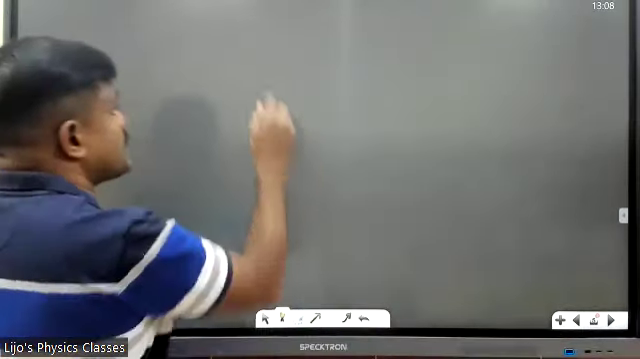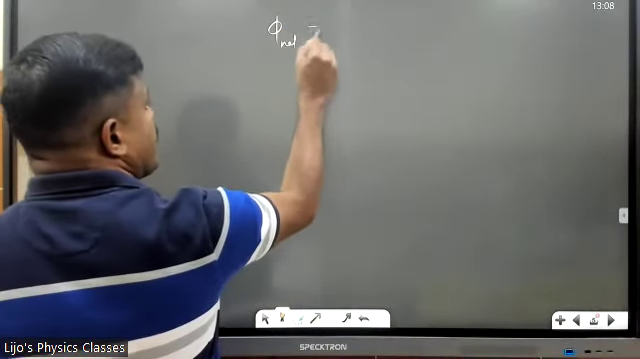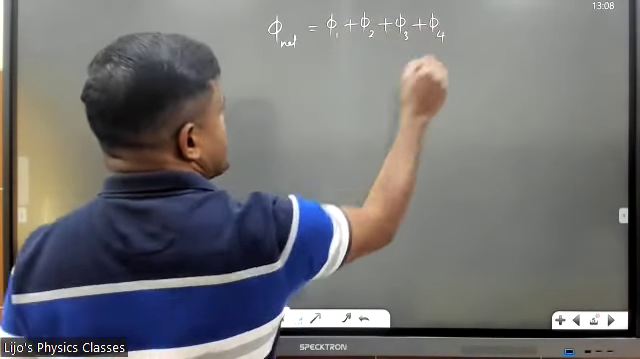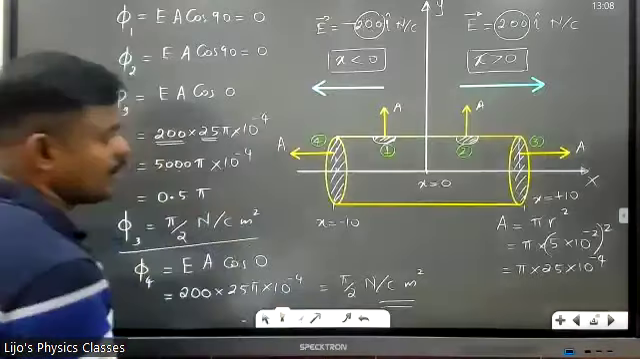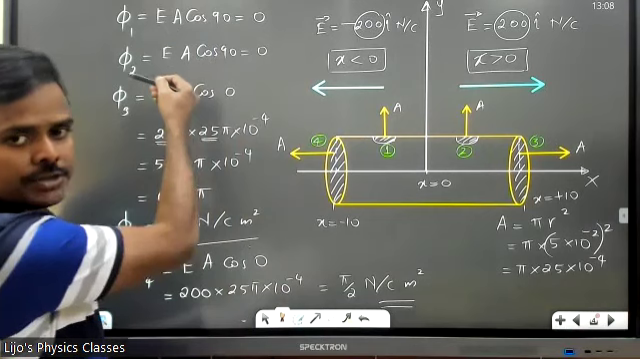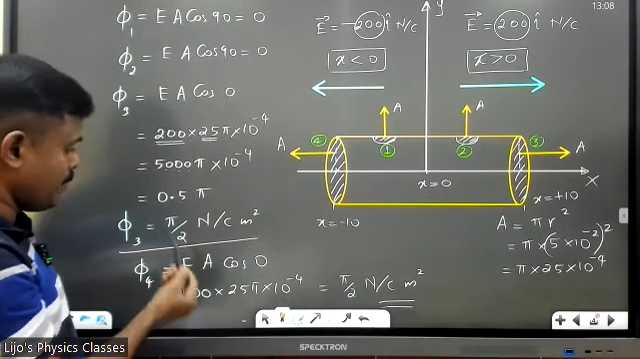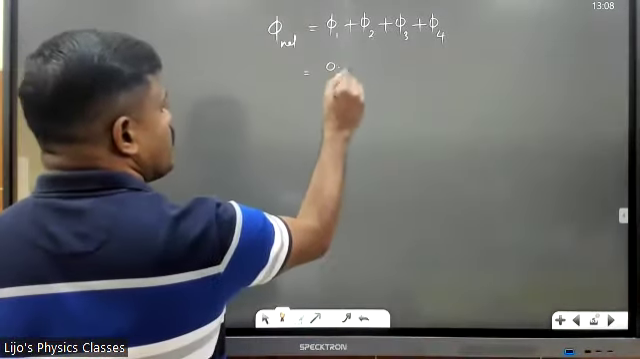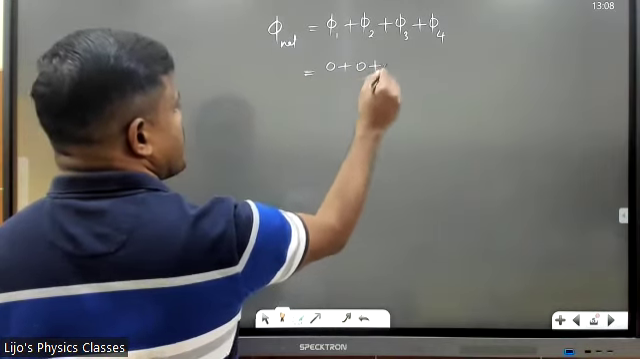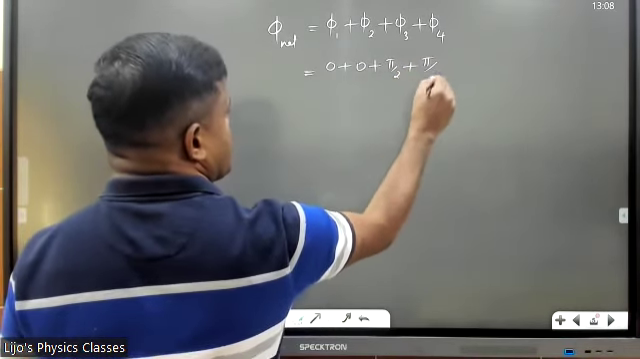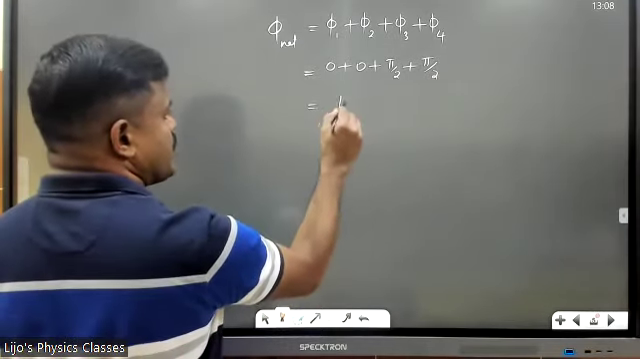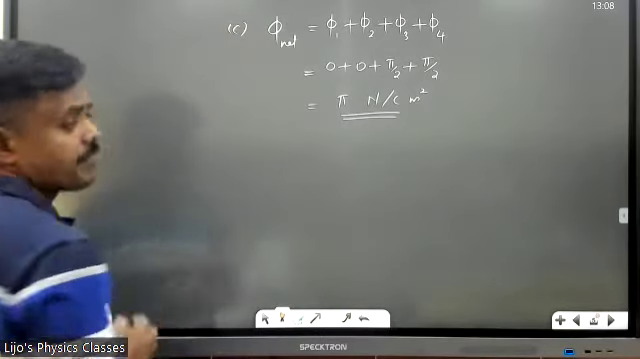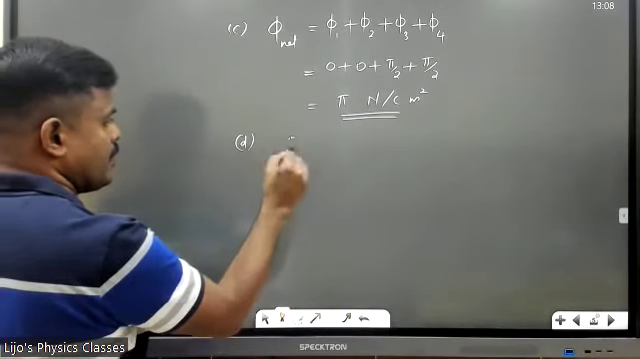Now, what is the total flux? Question C, phi net. Phi net is equal to phi 1 plus phi 2 plus phi 3 plus phi 4. We got phi 1 as 0, phi 2 as 0, phi 3 pi by 2, even phi 4 is pi by 2. So let us just add them up. 0 plus 0 plus pi by 2 plus pi by 2. Tell me what you're going to get. Pi Newton per Coulomb into meter square. This is question C.